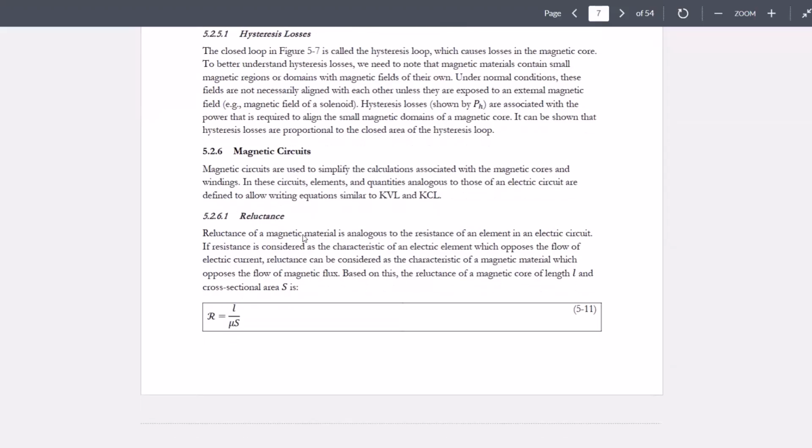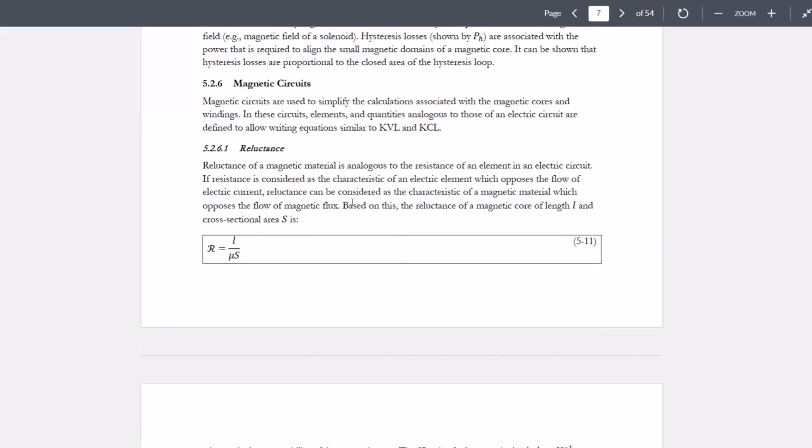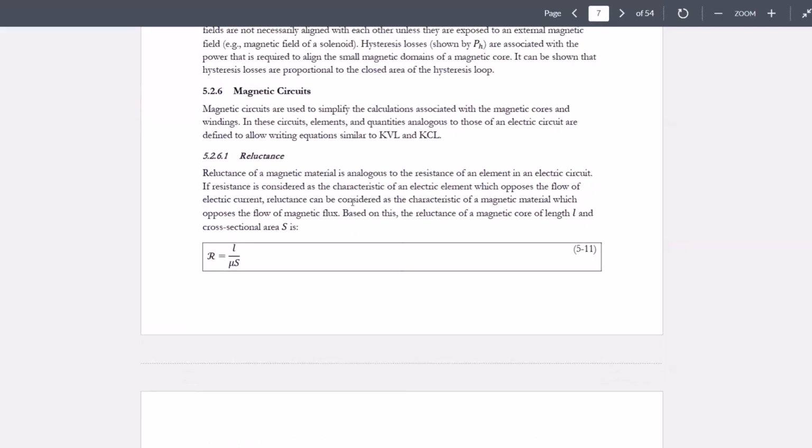So there are certain quantities in these magnetic circuits for which we can have an analogy with electric circuits. Same way that we wrote KVL and KCL equations in electric circuits, we can write similar equations to KVL and KCL in magnetic circuits, which relate different quantities to one another. So the first element in a magnetic circuit would be the reluctance, which has an analogy with an R or a resistance in an electric circuit. The reluctance, which is shown with this R-like symbol, is analogous to the resistance.